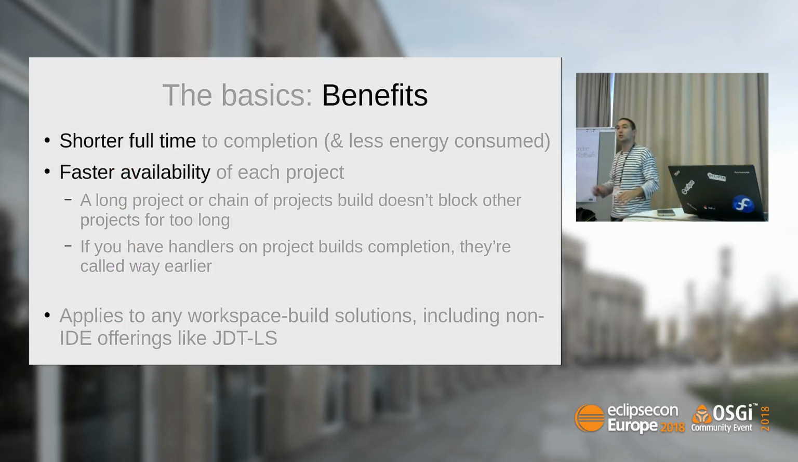The benefits here are obvious. Basically, the first one will be a shorter full time. So building 6 projects took me 2 seconds instead of 6. Shorter build time to completion means less energy consumed. And if Red Hat, for example, or whoever else would deploy JDTLS on the cloud and pay the bill for execution, that's 2/3 of economy because it's usually billed according to CPU usage. So if things take 1/3 of the time, they basically cost 1/3 in terms of CPU usage. That's the general economy rule.